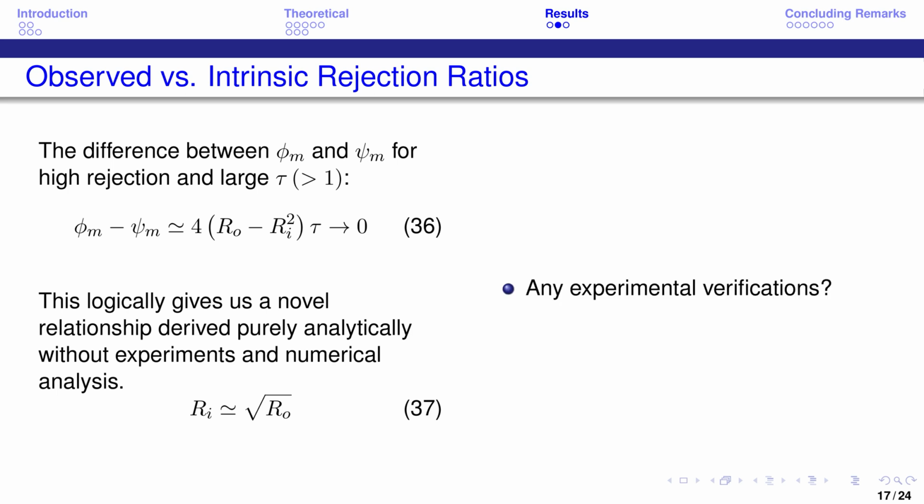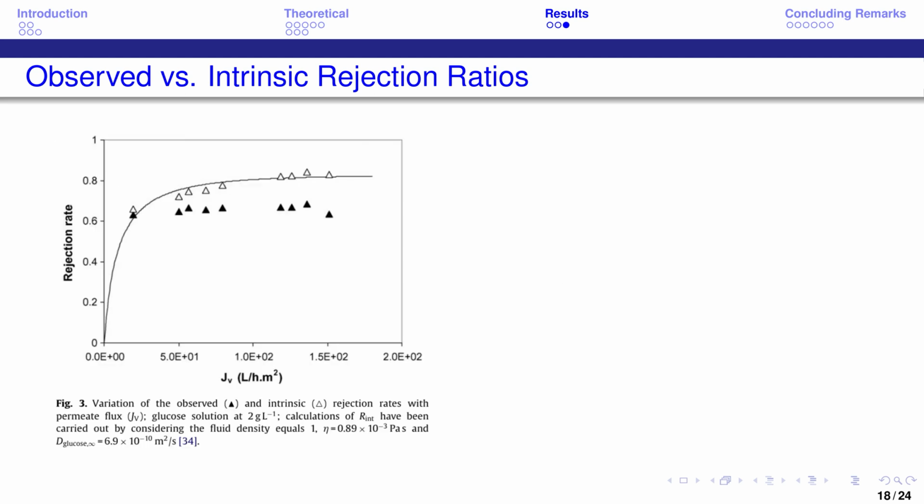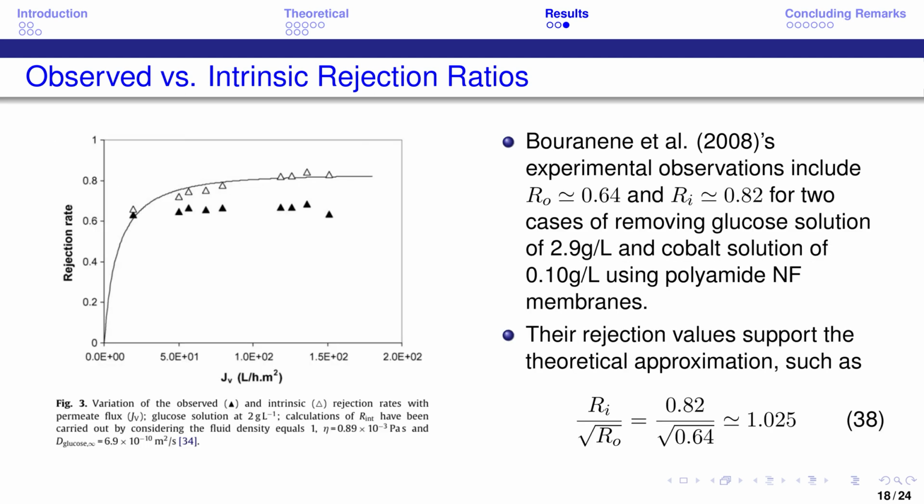Then, your question must be, is there any experimental evidence? Yes, here is an excellent one. Buranin and others did experimental research to remove glucose and cobalt solutions using a nanofiltration membrane. They measured the observed rejection ratio as 0.64 and calculated the intrinsic rejection ratio of 0.82 by fitting the data using the standard film theory. Their experimental data support our mathematical conclusion within 25% of errors.